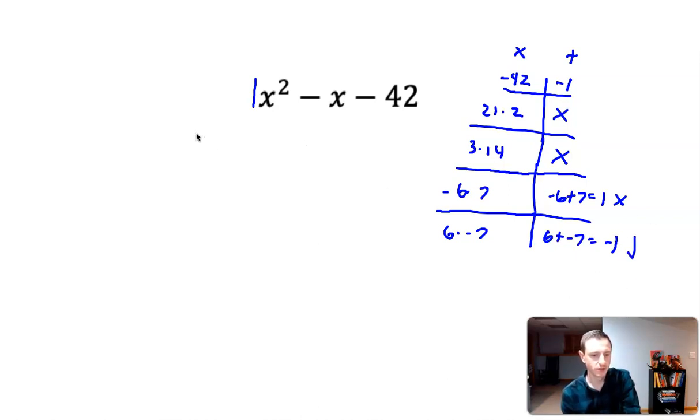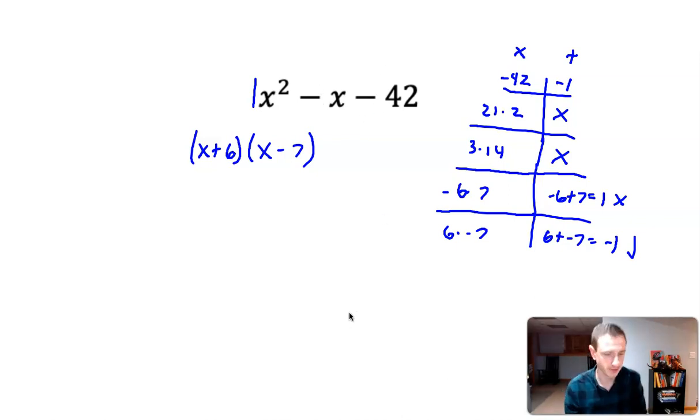So this is going to be x plus 6 times x minus 7. Because 6 times negative 7 is negative 42. 6 plus negative 7 is negative 1, and that's what we wanted. We wanted it to add up to a negative 1 and multiply to a negative. So it's going to be positive 6, negative 7.